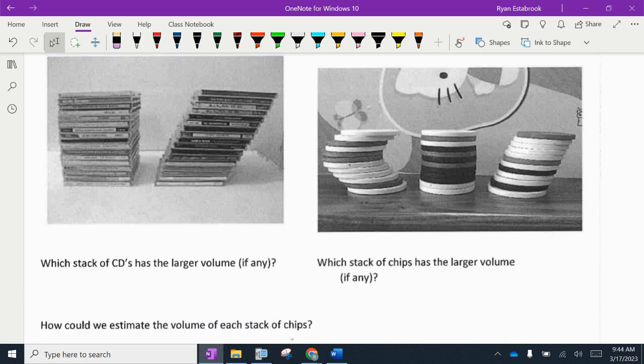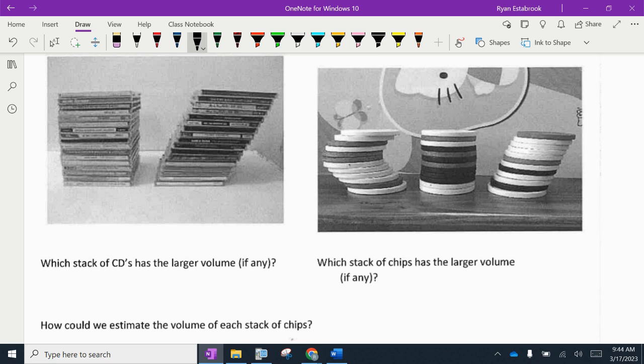Question number 1. Which stack of CDs has the larger volume? We've got the stack on the left, the stack on the right. Now, the CD cases are the same, right? Anybody own any CDs, like with the cases and everything? Okay. The cases are the same left to right, and it looks like they have the same number of cases in them. Which stack has the larger volume?